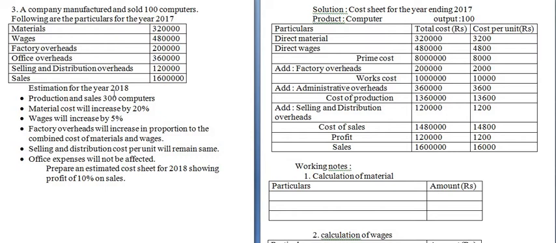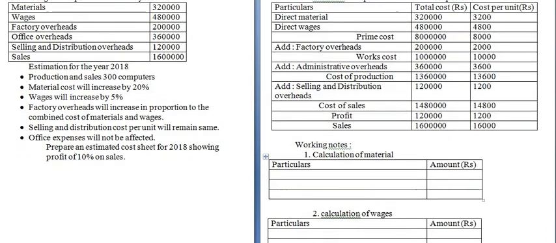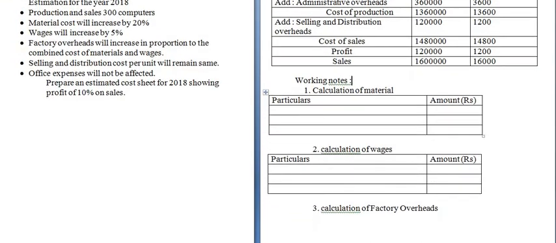Now second point is what? Material cost will increase by 20%. Okay, so we will have some working notes over here. Okay, and then we will solve statement of estimated cost sheet. Fine. Yes. Now here write down working note. First one is calculation of material.